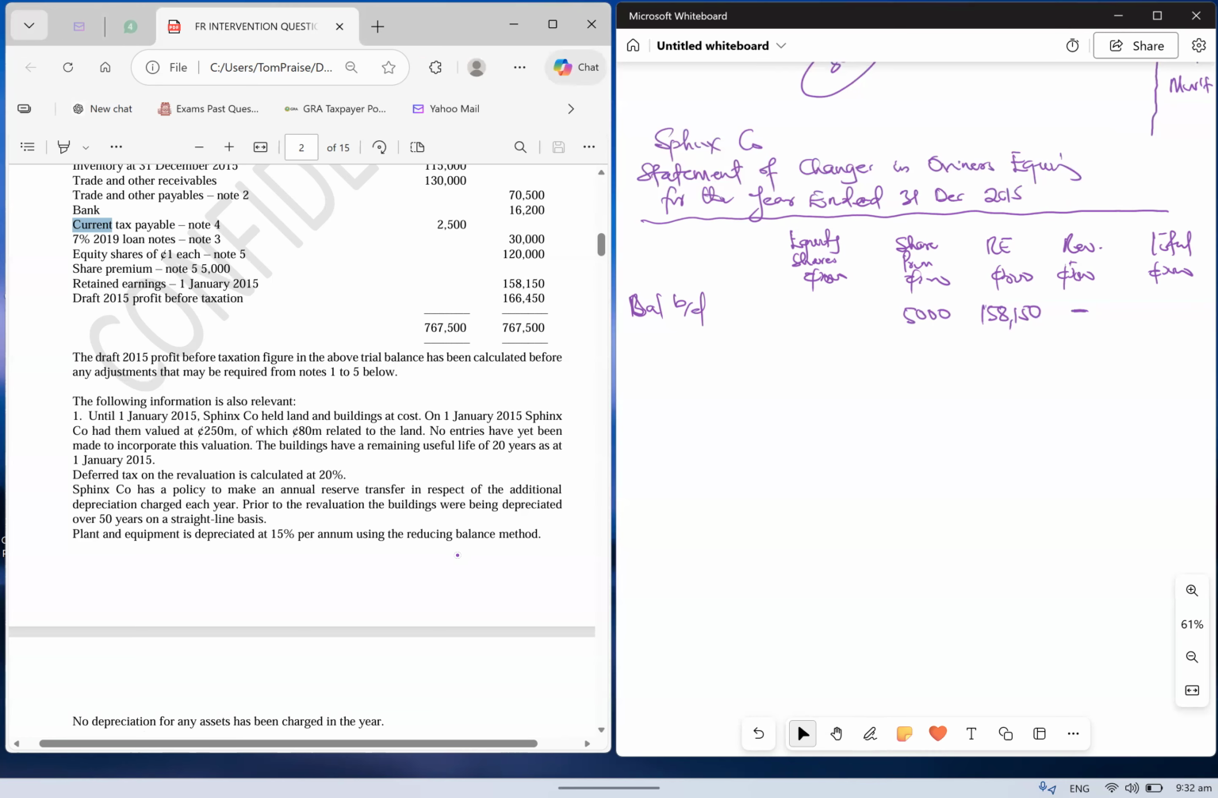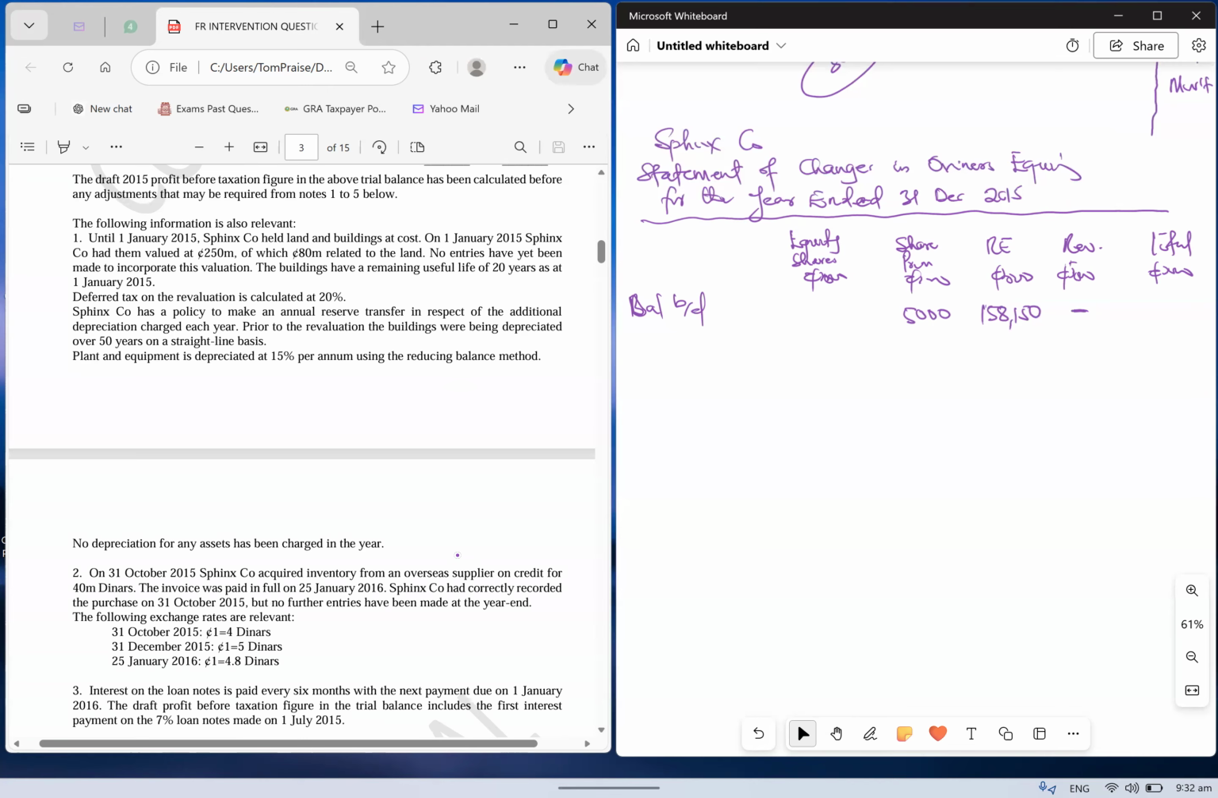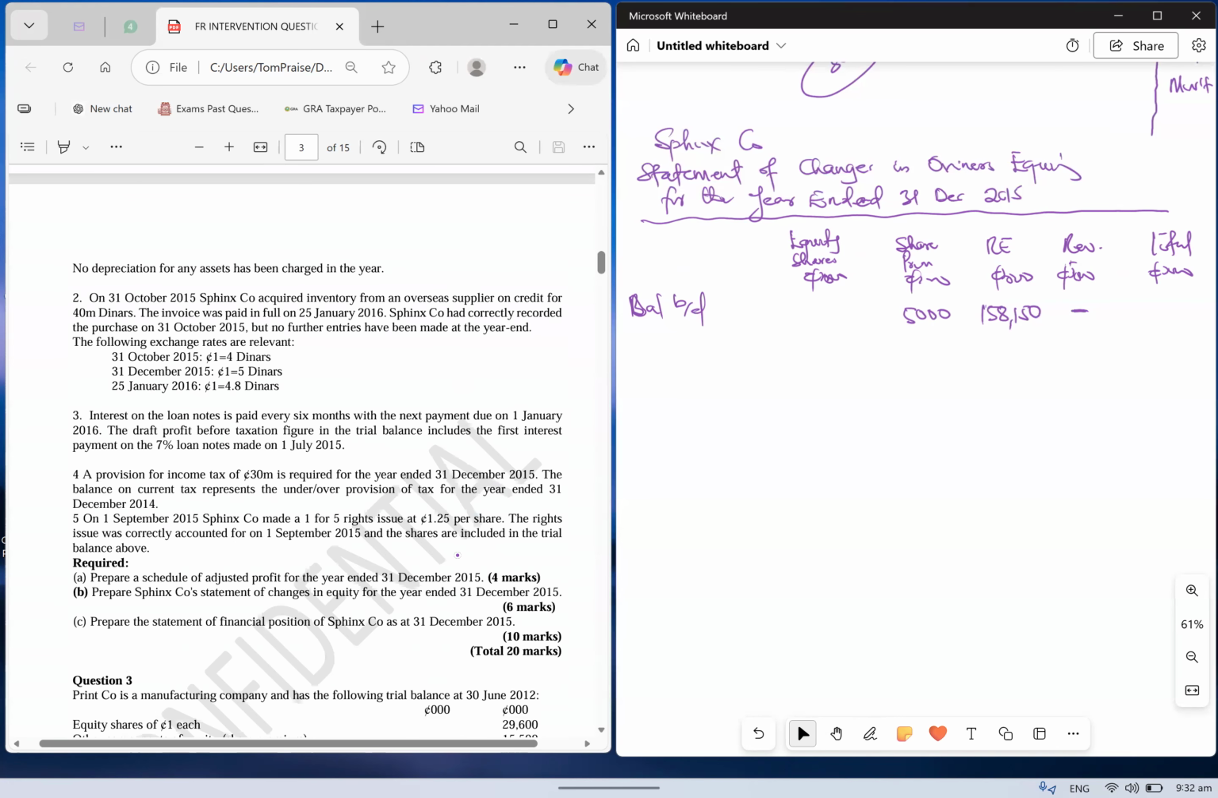So let's do the right issue. It will help us know what was the equity balance. Now, this is it. They said on 1st September 2015, Fins made a right issue, 145 right issue at 1.25. That means that what they are basically saying is that they have some shares there, but they will give you one for every 5 you used to have. So if you have 5, you get 1. So that is what is happening.